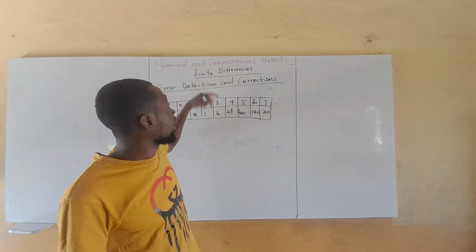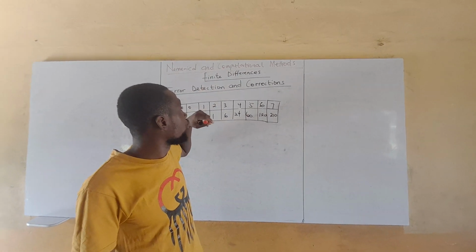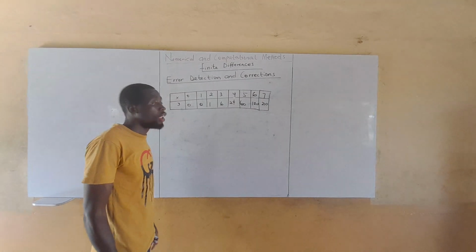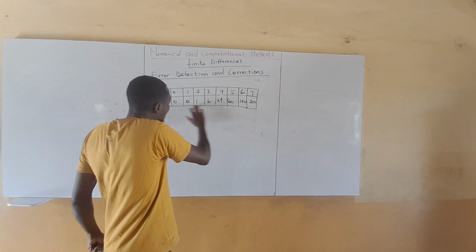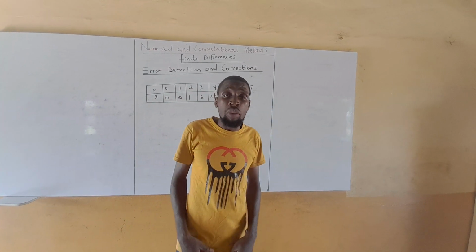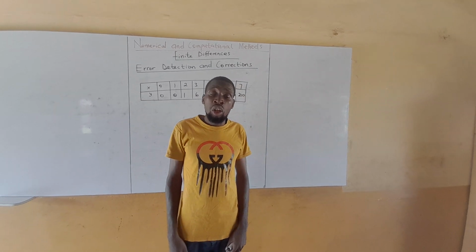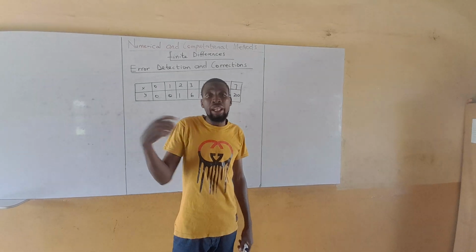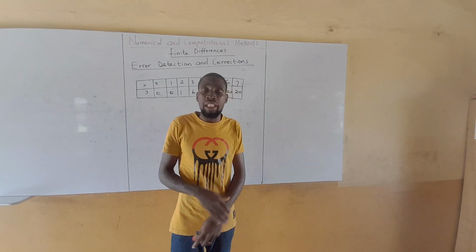Our discussion on numerical and computational methods, and finite difference for that matter, will be on error detection and correction. If I tell you one of the values of y here is in error, will you be able to tell me the one that is in error? Today, before the video ends, we will learn how to determine where the error occurs and correct that error.